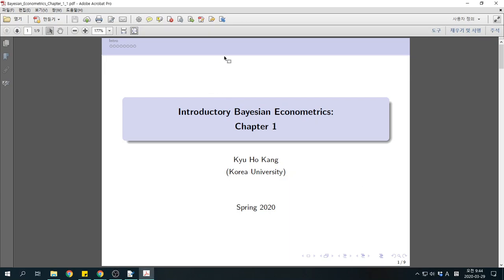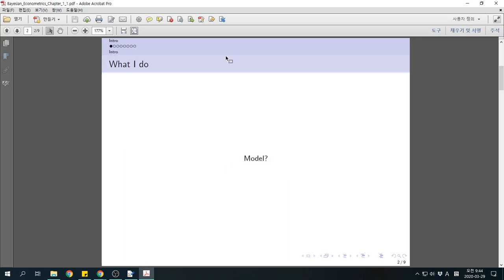Right, now we move to Bayesian econometrics. Okay, here I have a very quick question. What is a model? What does it mean by model?